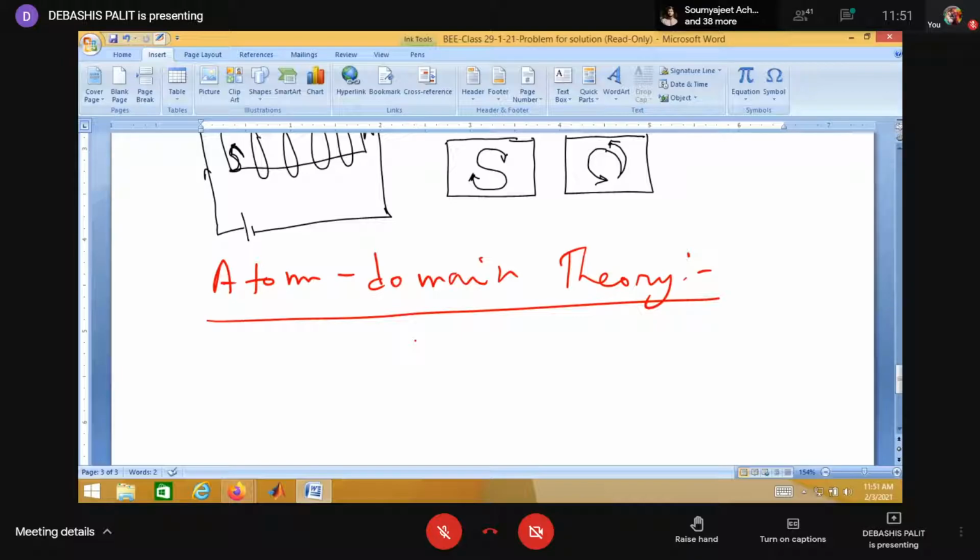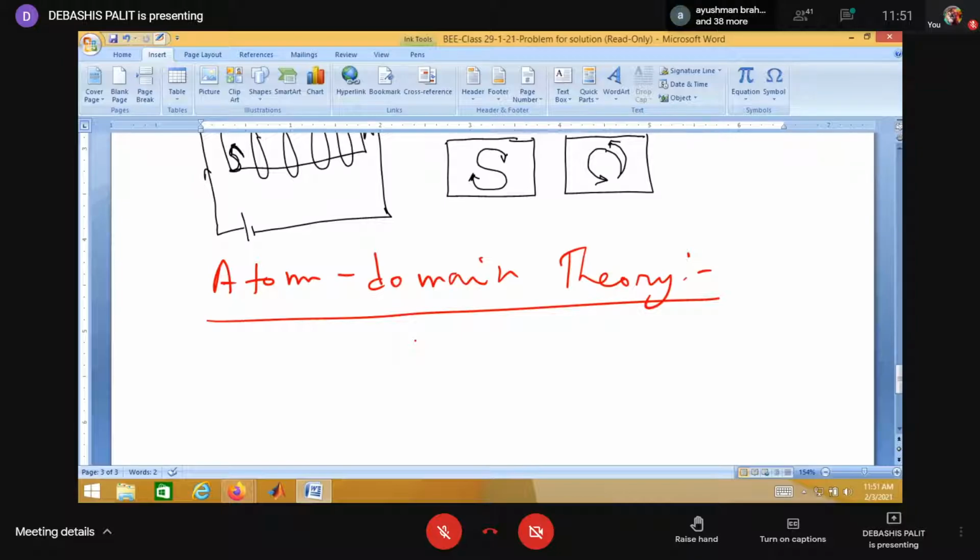Now we should study the different terminology of the magnetic circuit, like the different terminology of the magnetic material. I think it is well known to you, but still I can just mention it.